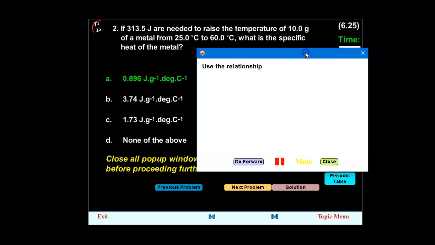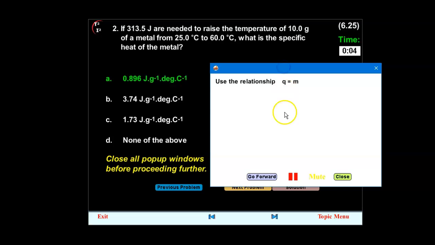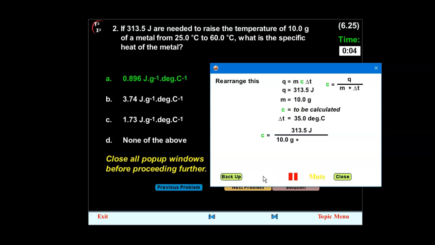Use the relationship Q equals M C delta T. Q equals 313.5 joules. M equals 10 grams. C is to be calculated. Delta T equals T final minus T initial. C equals 0.896 joules per gram per degree Celsius.